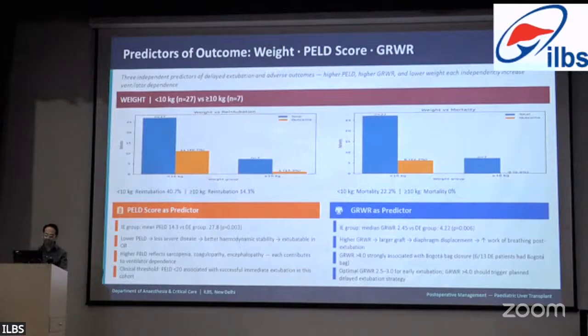PELD score was a predictor. Lower PELD scores had good outcomes. That is obviously a known fact, as lower PELD scores mean less severe disease and better hemodynamic stability. You can extubate them earlier. And lower GRWR was also a predictor of better outcomes, as with higher GRWR, the larger graft can cause diaphragm displacement and increase the work of breathing post-extubation.